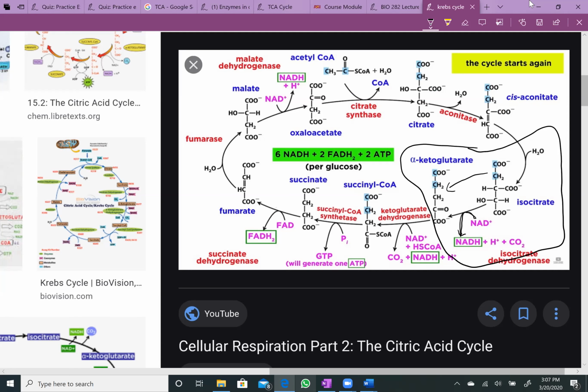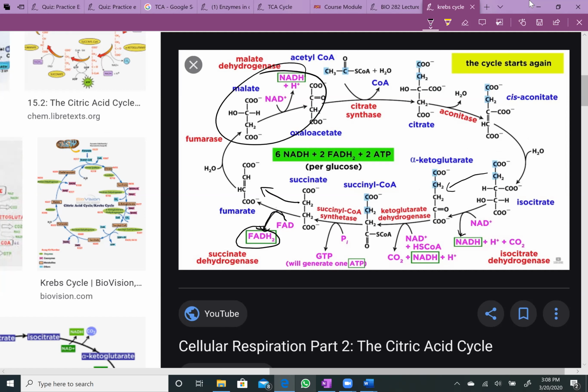So anytime you're seeing this right here, this is another FAD was reduced, which means this was oxidized. Same here, same here, here, here. So there's a ton of redox reactions happening. And a lot of times they happen as a coupled reaction to make something that wouldn't be as spontaneous.